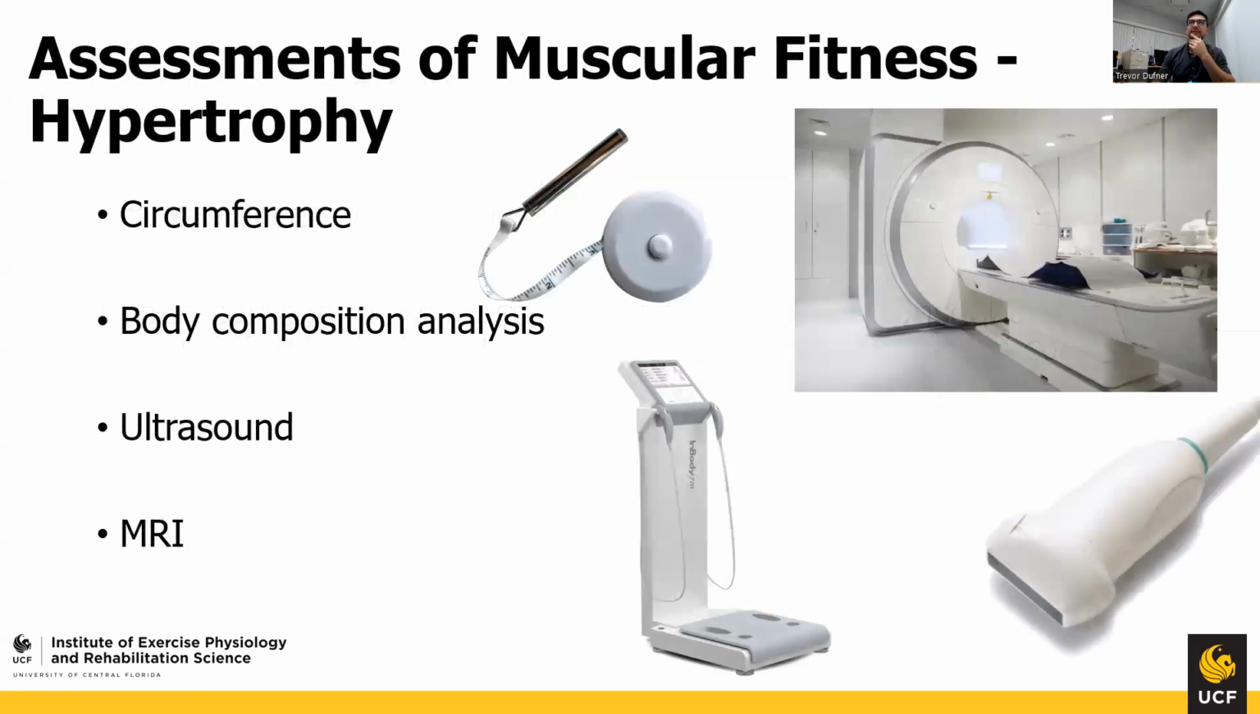So there are a few different assessments of muscular fitness and hypertrophy. This one is more assessments of muscular size. The first ones are circumference, body composition analysis, ultrasound, and MRI. I'll get into all of those in just a second here.